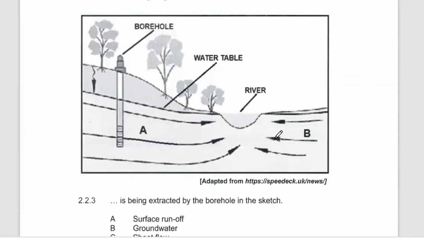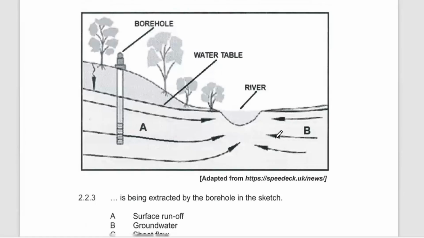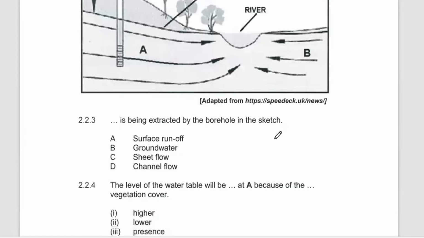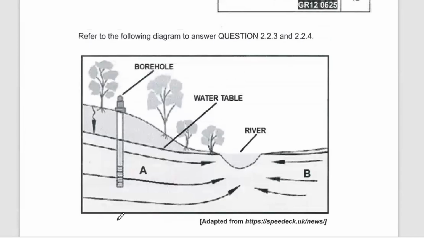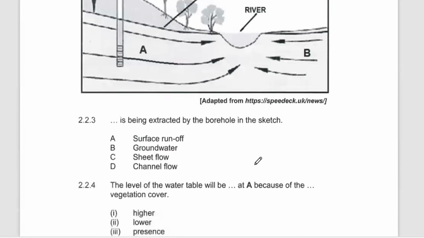Right, move on to the next question. Dash is being extracted by the borehole in the sketch. If we check, the borehole here is extracting water from the ground. So ultimately the borehole is going to extract water from our ground storage, which is our groundwater.